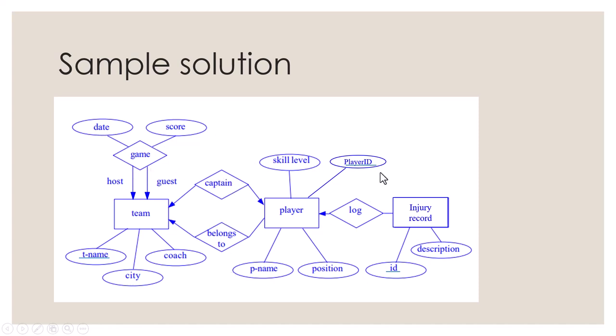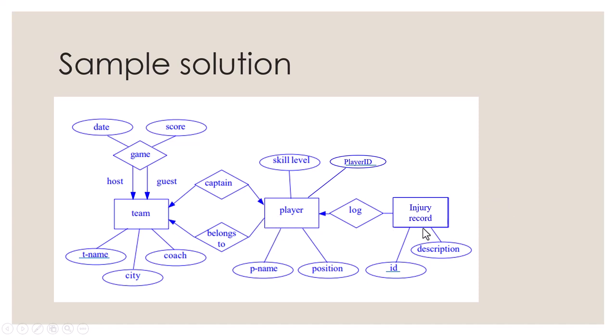A player can be the captain of a team, and a team has exactly one captain, so that's why we have one here. The arrow means one, right? 1 to 1. A player belongs to one team, but a team has many players. So that's why we have one arrow going into here. A player belongs to one team. A team has many players.